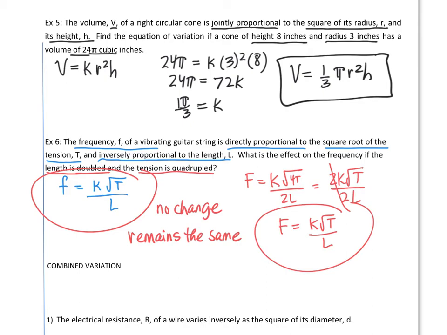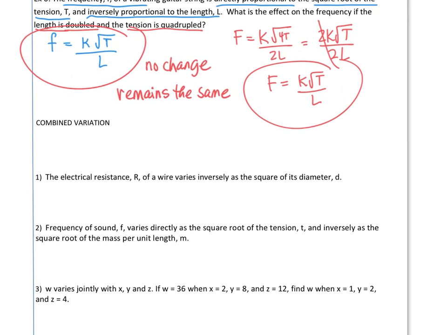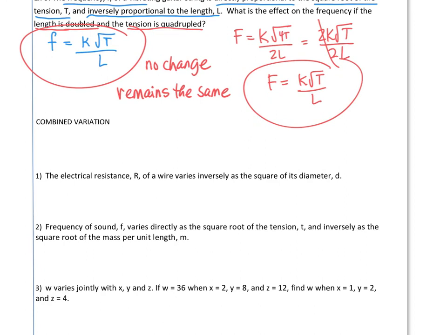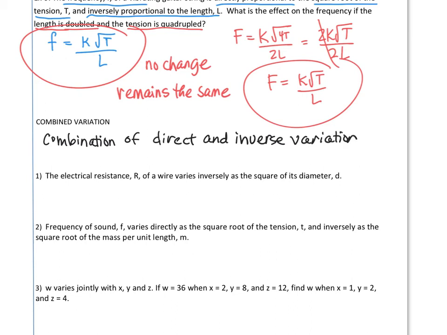Okay, the next part is looking at combined variation. Now, combined variation is when you combine them. Basically, we just did that in example 6. So I don't know why they didn't put this ahead of it, but it's just a combination of direct and inverse variation. So if you have multiplying one and dividing one together, that's what we did in example 6.